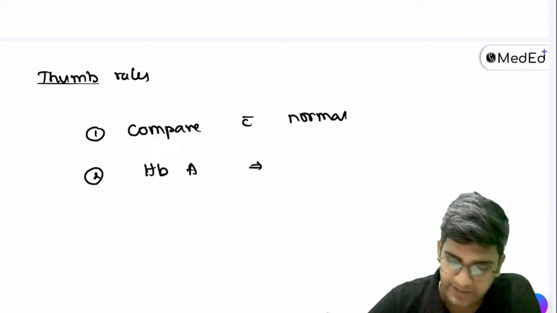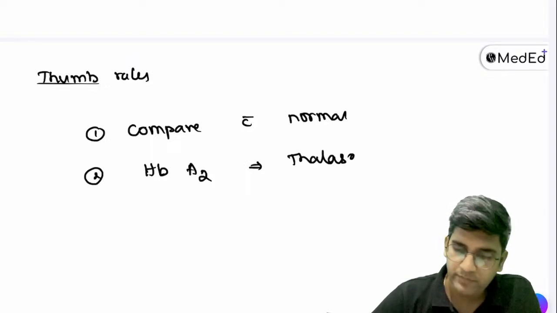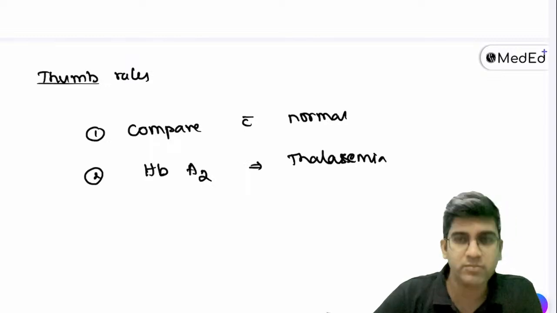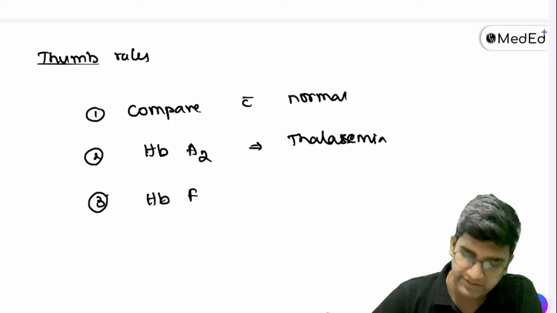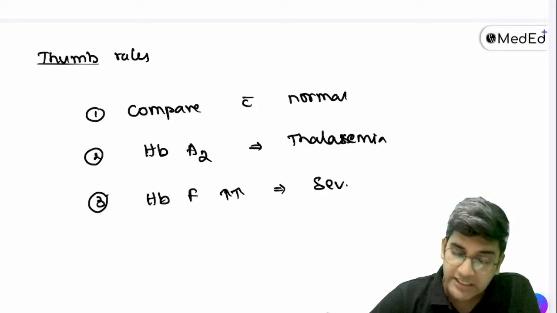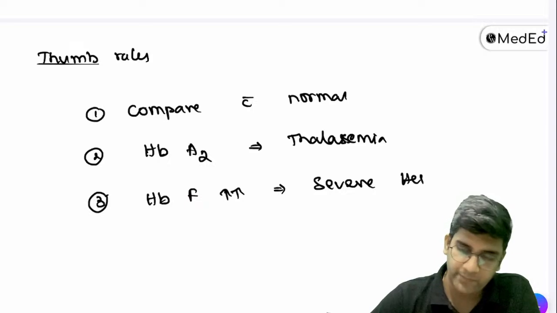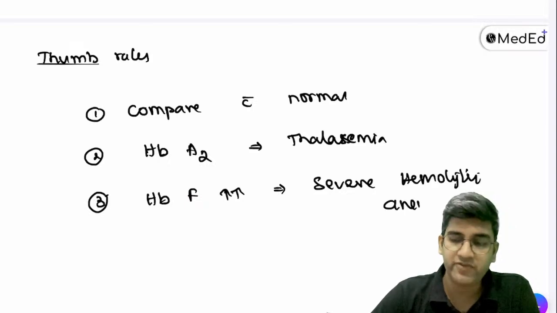Second rule, if there is HbA2 and this HbA2 is prominent, think of thalassemia. Think of thalassemia most of the time, right? Third rule, if HbF is elevated very high, this means it's a severe hemolytic anemia. Because of compensation, right? Only in severe hemolytic anemia, HbF will be very high.